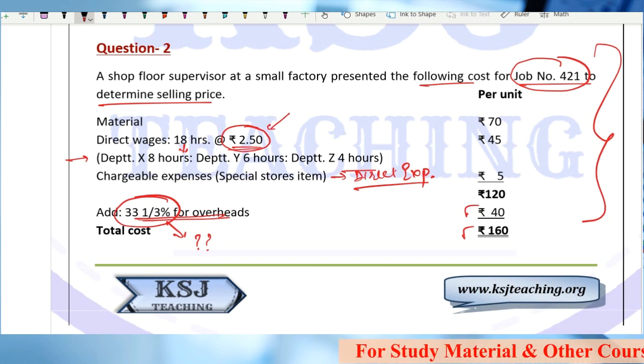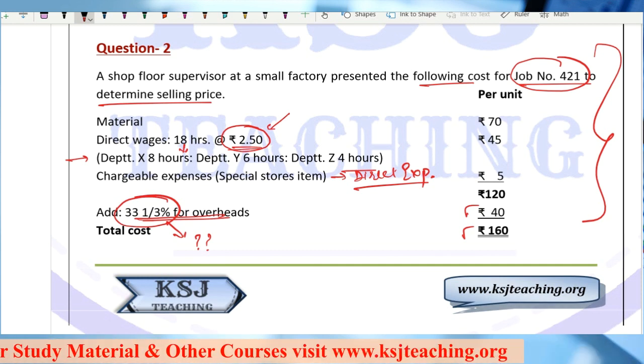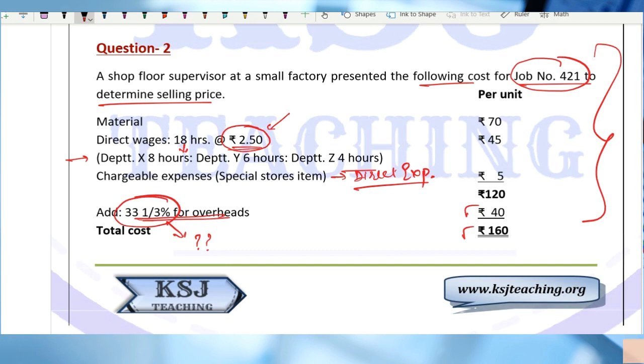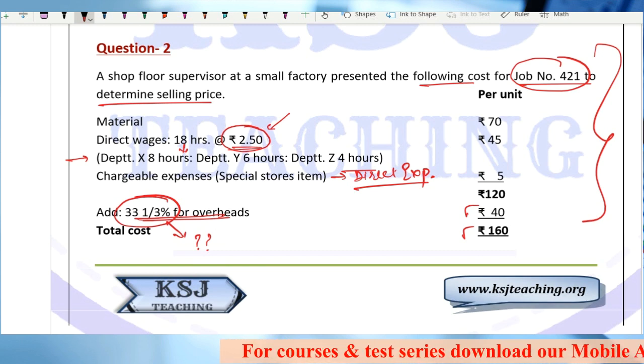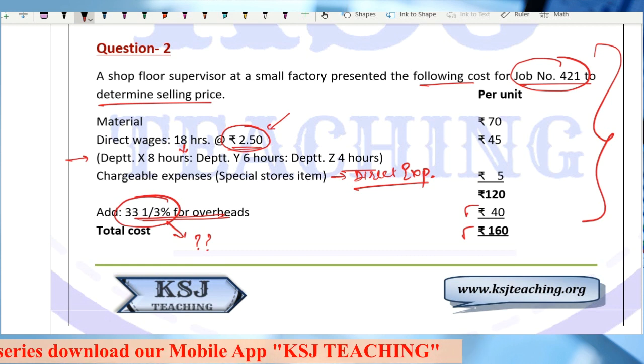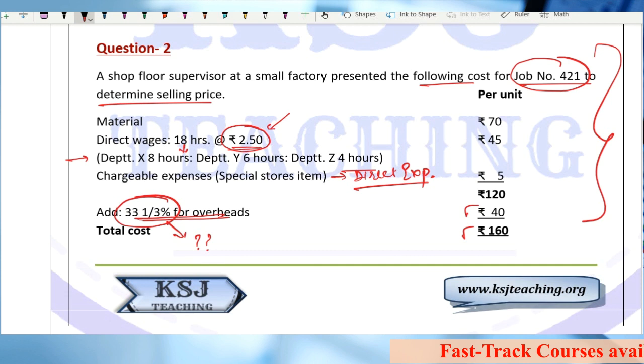Now I'll ask you a very simple question. Sir, if you are a chartered accountant or a cost accountant, and you are asked to prepare this, on what basis are you going to absorb the overheads? Depending upon the information that is given in the question. Listen to it very carefully. On the basis of material or on the basis of labor hours? You have only two things, material and labor hours. So what do you think?